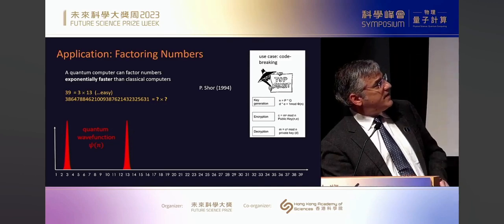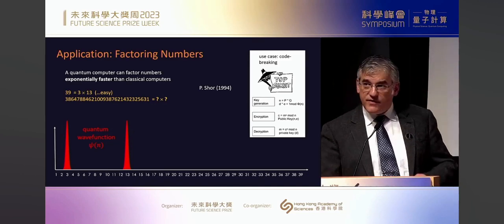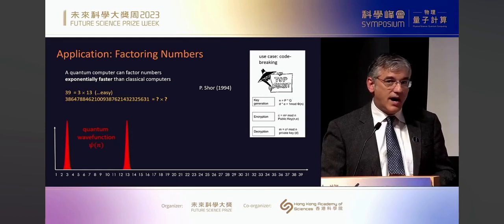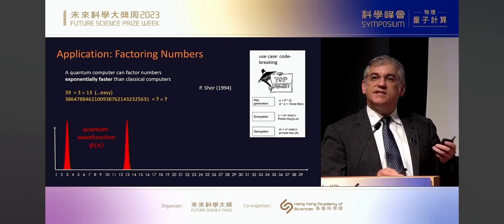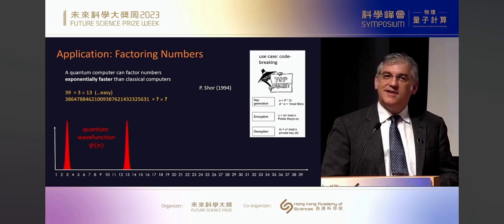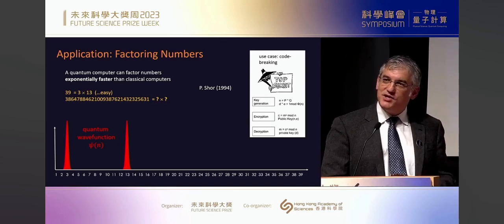Now, it turns out the factoring problem, to factor an interesting number, of course, will probably require tens of thousands of qubits, maybe more, and probably billions of operations, maybe more.